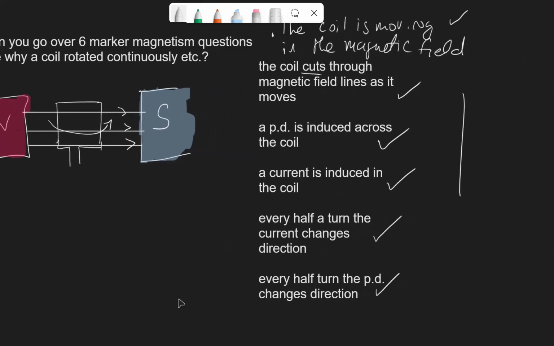In practice, this leads to the classic AC graph of sort of current against time. It kind of goes positive to negative, like so.